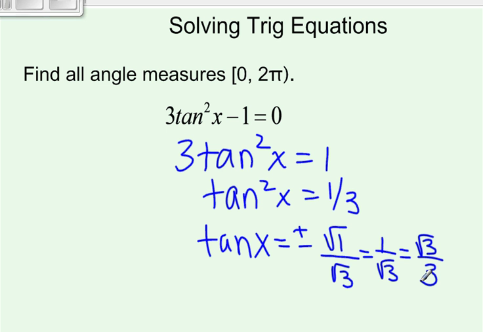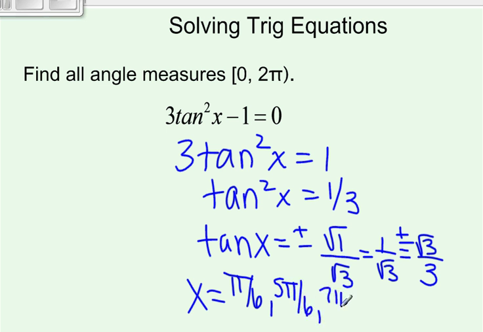And tangent is the square root of 3 over 3 for the pi over 6 family, because 3 plus 3 is 6. So we're going to have the whole family. So we're going to have pi over 6, 5 pi over 6, 7 pi over 6, and 11 pi over 6 as our solutions because it was positive and negative. Remember, when you take a square root, you get a positive and a negative value, so it's most likely going to be the entire family.